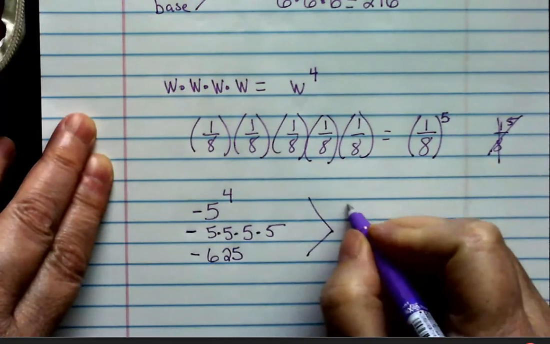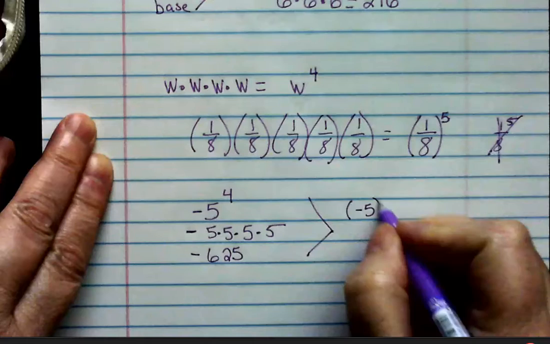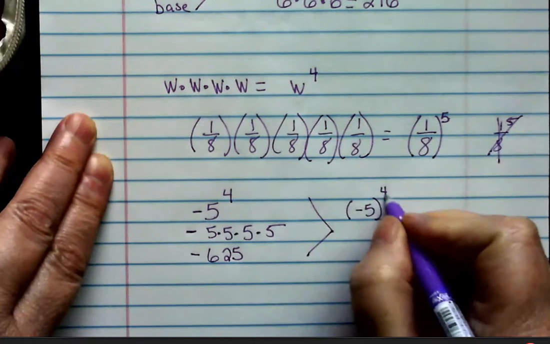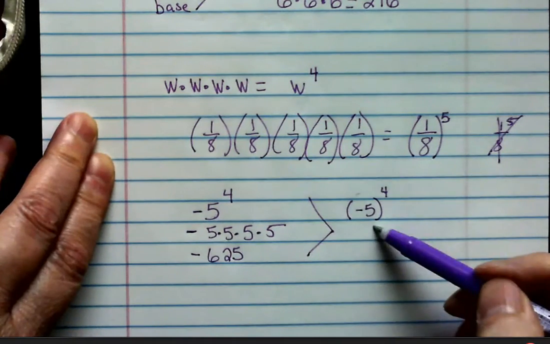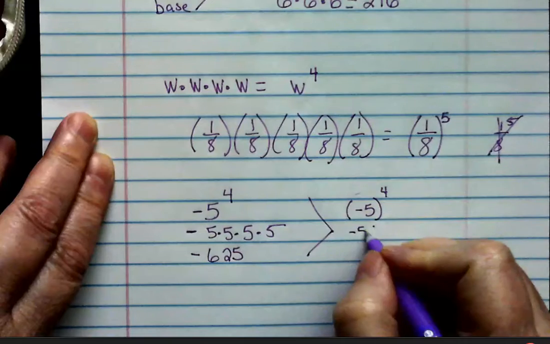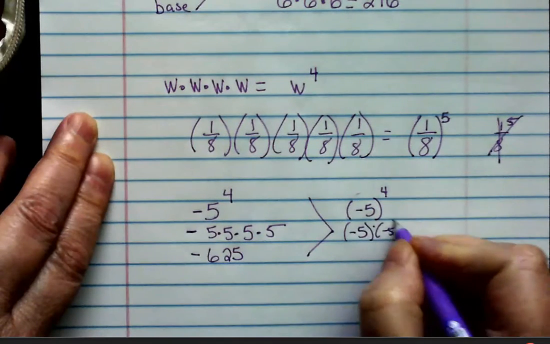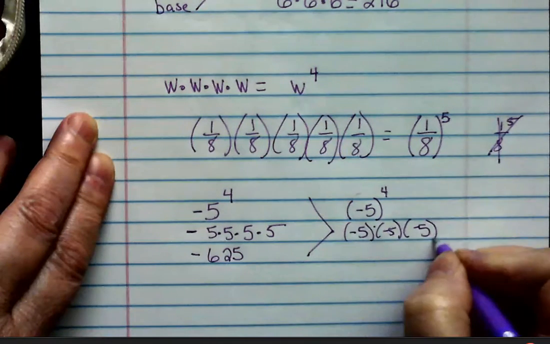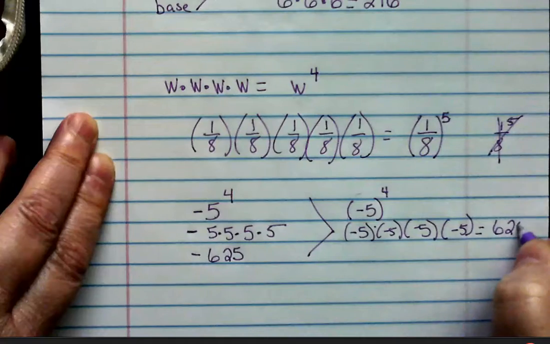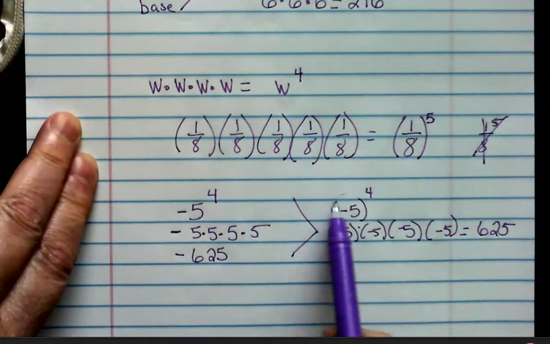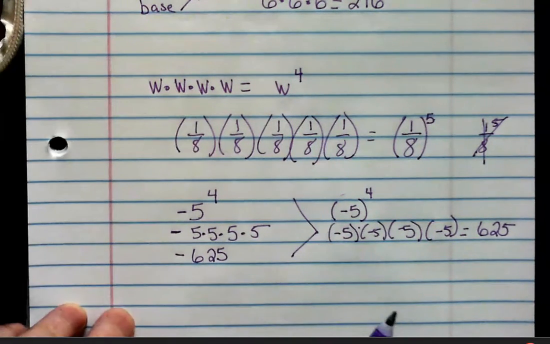However, if you would have had -5 in parentheses to the 4th, that means you're taking the whole thing to the fourth power. So this, in fact, is -5 times -5 times -5 times -5, which is a positive 625. So it makes a difference where the parentheses land. So that's very important to remember.